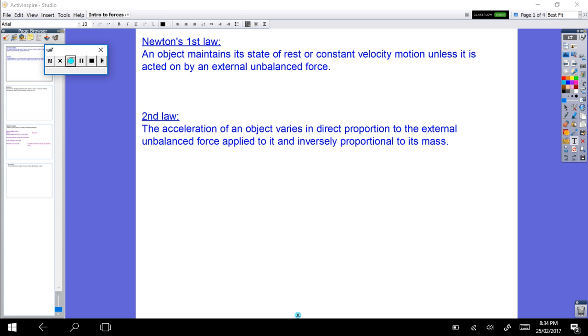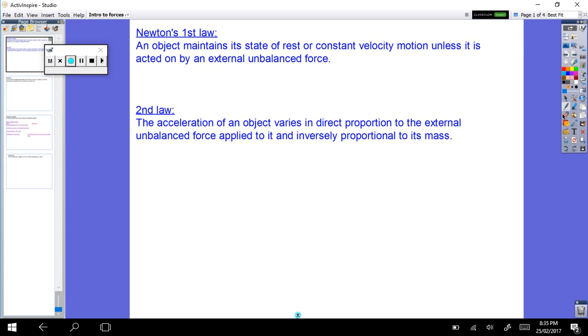With the second law, we can write it mathematically. We can say that acceleration is proportional to force. That little fish symbol means proportional. But acceleration is also inversely proportional to mass, 1 over m. This is how we write inversely proportional. So as mass gets bigger, acceleration will get smaller. However, as force gets bigger, then acceleration will also get bigger.